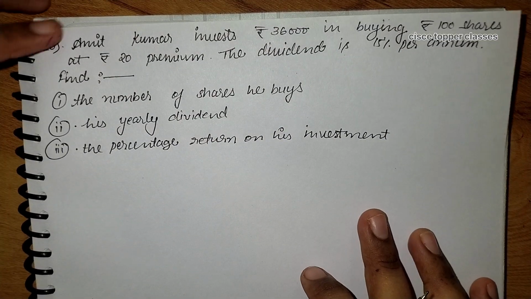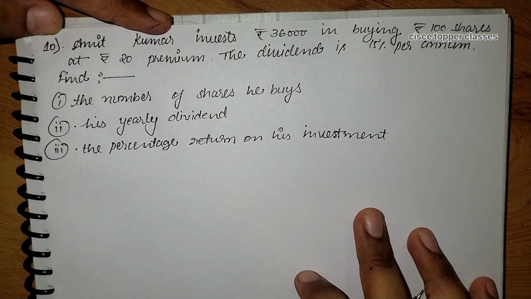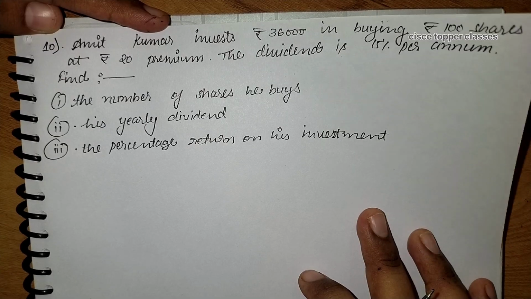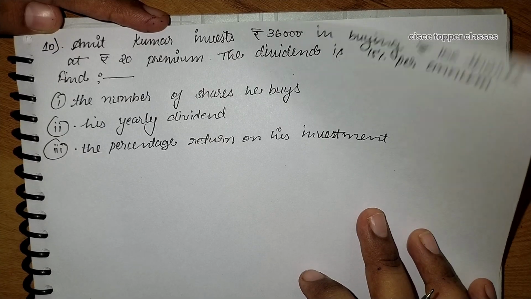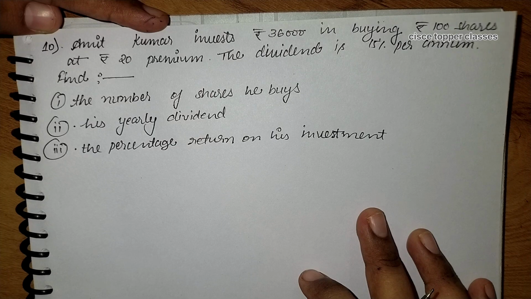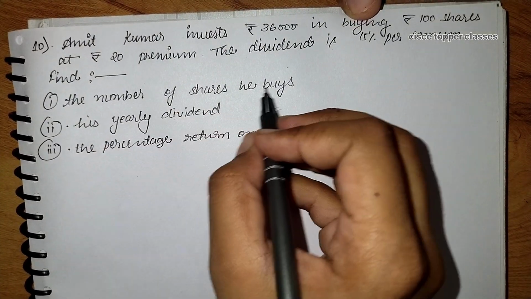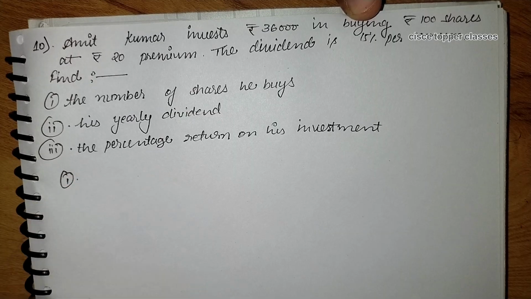Let's solve question number 10. Amit Kumar invests rupees 36,000 in buying rupees 100 shares at rupees 20 premium. The dividend is 15% per annum. Then find the number of shares he buys. So the dividend is 15% per annum. Here we have to find the number of shares. So we know the first part.